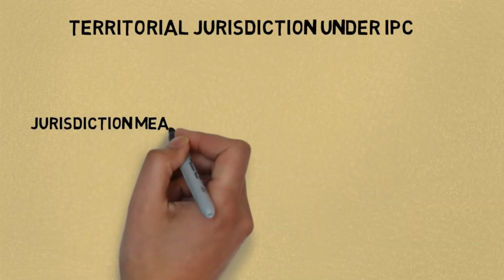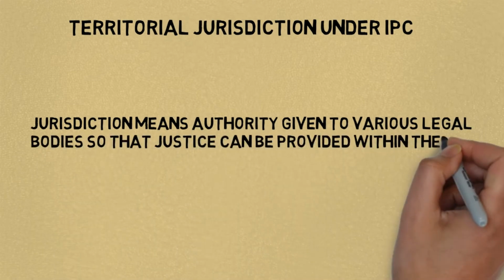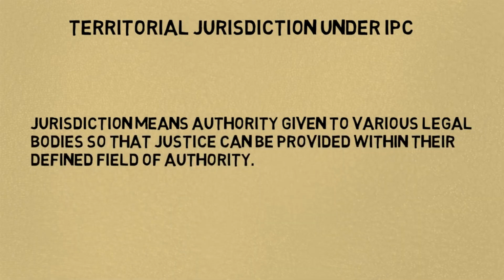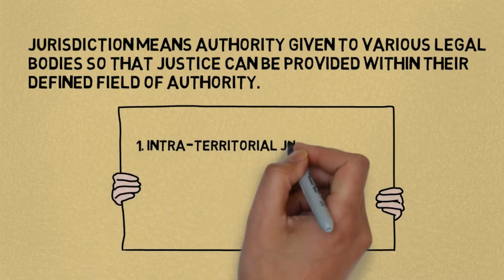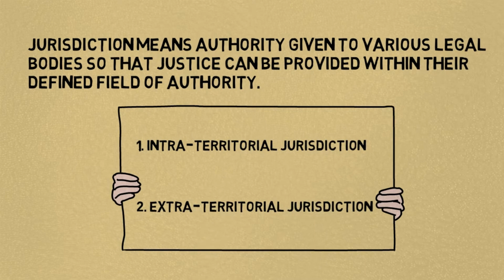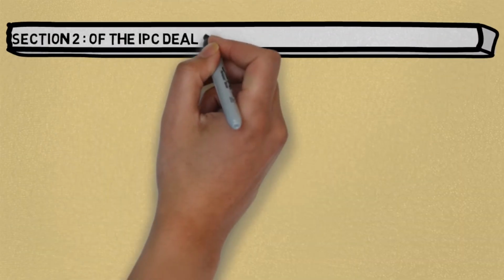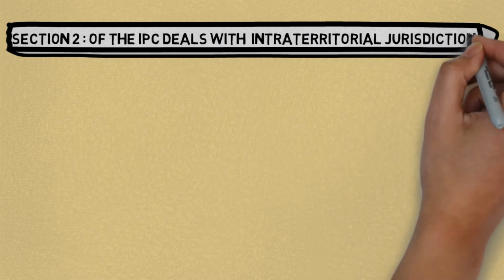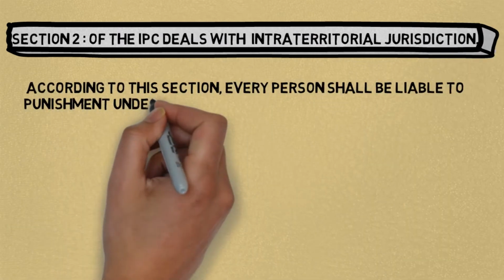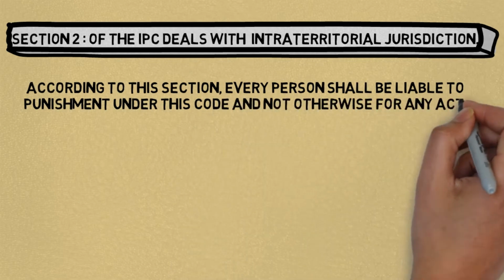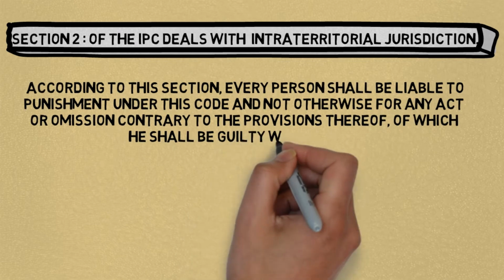Jurisdiction means authority given to various legal bodies so that justice can be provided within their defined field of authority. There are two types of jurisdictions under the IPC: Intra-territorial Jurisdiction and Extra-territorial Jurisdiction. Section 2 of the IPC deals with Intra-territorial Jurisdiction. According to this section, every person shall be liable to punishment under this code and not otherwise for any act or omission contrary to the provisions thereof, of which he shall be guilty within India.